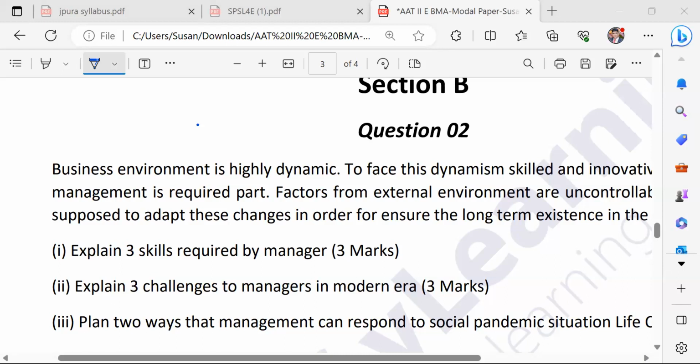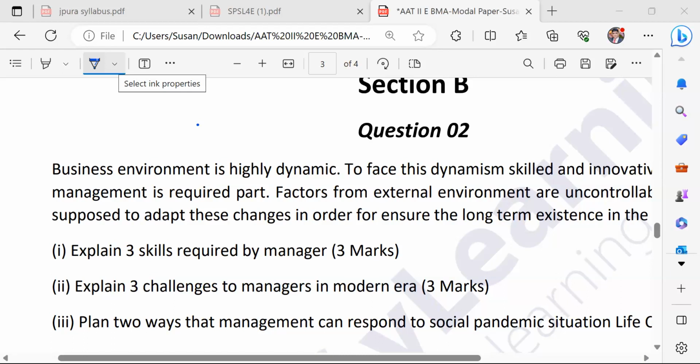Now, we have identified different skills. Actually, we have identified 3 main skills in management. Managers should have technical skills, interpersonal skills, and conceptual skills. Those are the 3 main skills a manager should have.